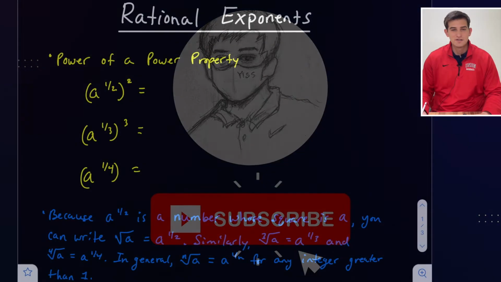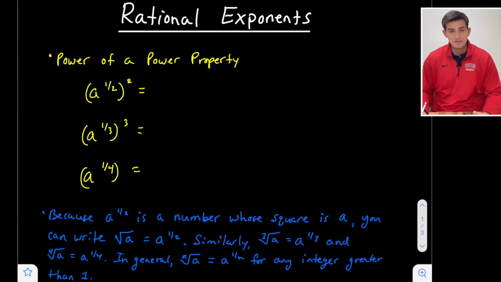Hello everyone, in this video we're going to talk about some rational exponents. Before we get into that, what does the word rational mean? Well, if we think about our real number system, we have irrational and rational numbers. Rational means it can be written as a fraction. So when we say rational exponents, we're talking about fractional exponents, or exponents that have fractions.